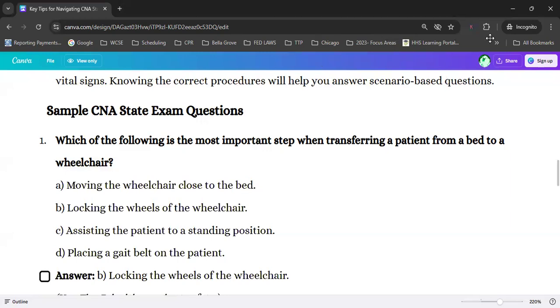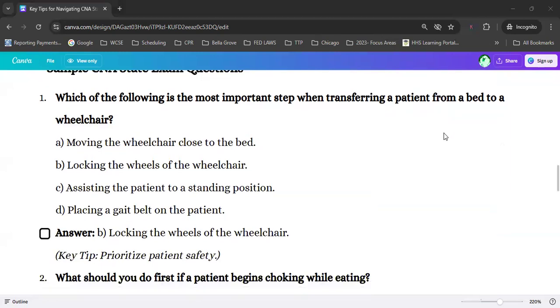Let's go over a question. All right, here we go. Which of the following is the most important step when transferring a patient from a bed to a wheelchair? I always mix up patient and resident; certain facilities use residents, certain use patients.